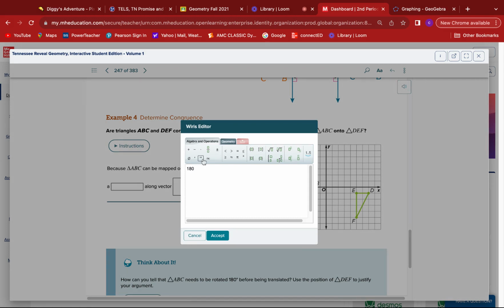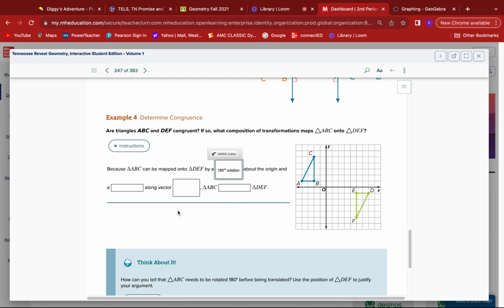And I need a degree. Where's my degree? There it is. And that's going to be rotation. Origin. All right, and now I'm sitting in the right direction because remember, C swings all the way around, A will swing all the way around, and B will swing all the way around. I just need to shift it over.